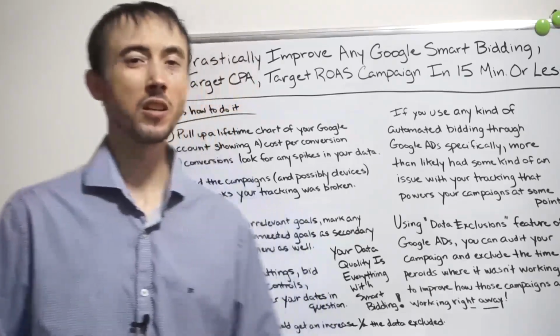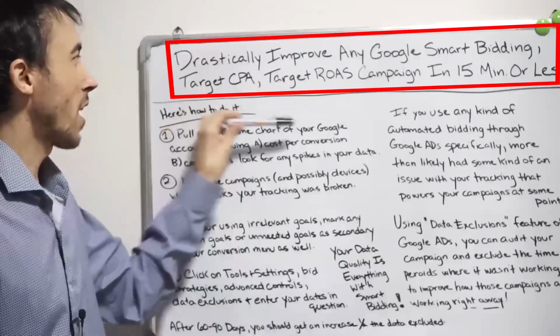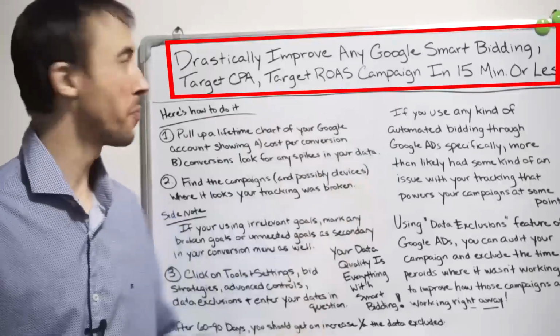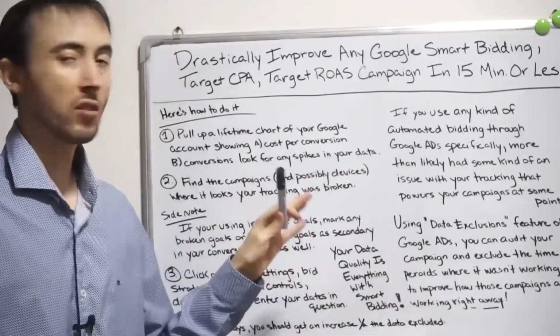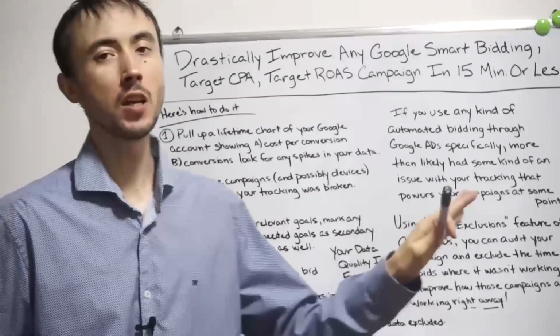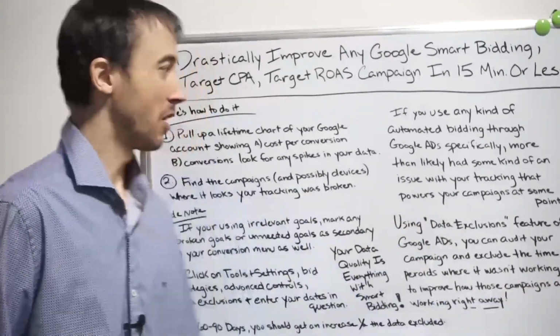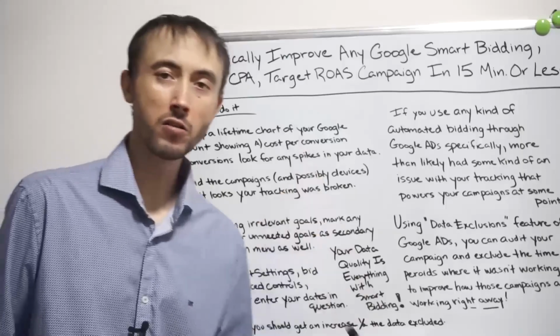Okay, today's video we're going to talk about how to drastically improve your Google Smart Bidding, Target CPA, Target ROAS campaigns on Google in 15 minutes or less. I have the exact how-to guide and how to do that for you.